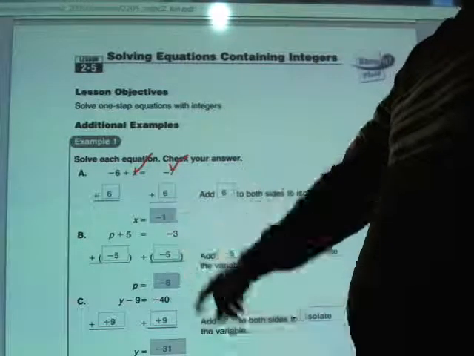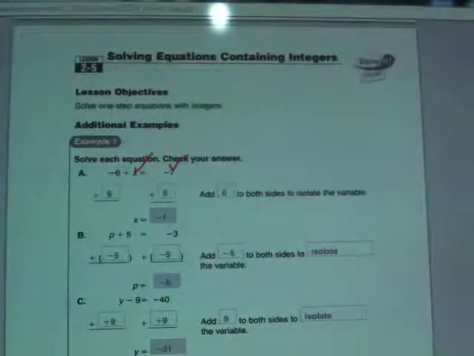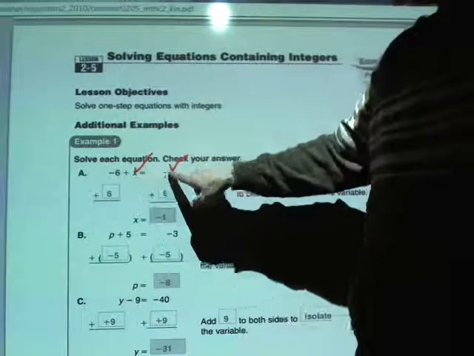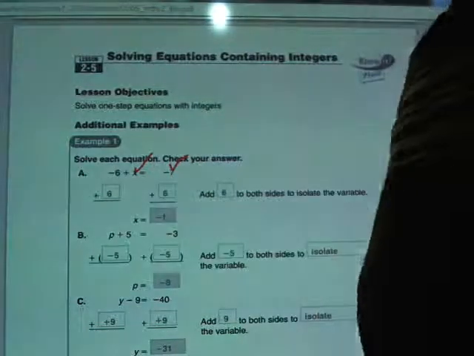Adding 6 on the other side as well. Remember, we have to do it to both sides there. And so I've got negative 7 plus 6, which is negative 1. We can check that. Negative 6 plus negative 1 is negative 7. Since the other side says negative 7, this whole thing checks.